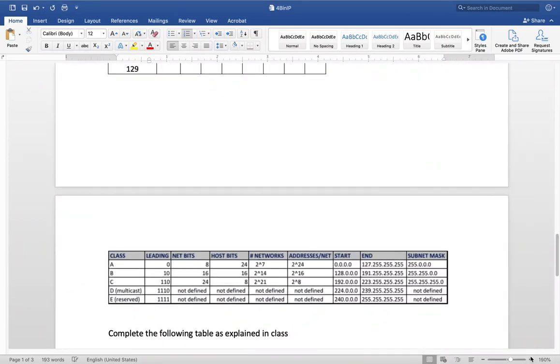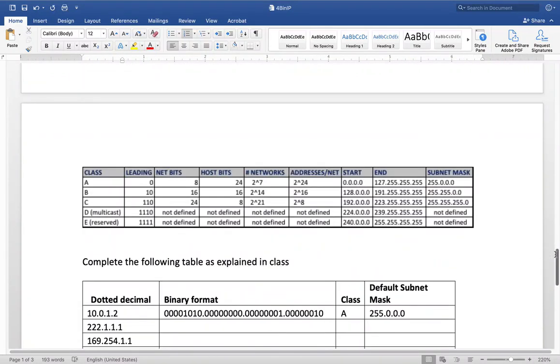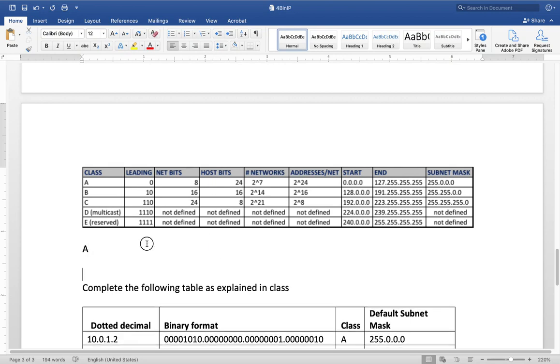So IP addresses are divided into 5 classes: class A, B, C, D, and E. If your IP address starts with a first octet from 0 to 127, then it is class A.